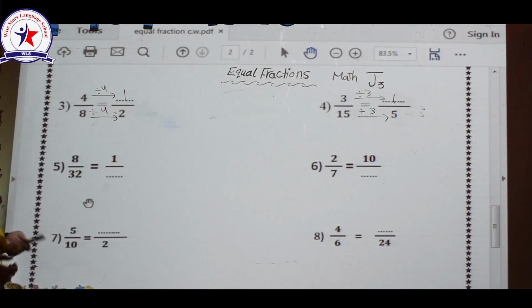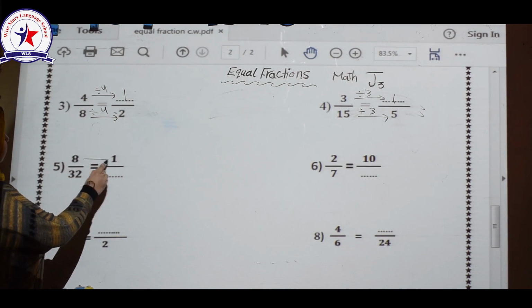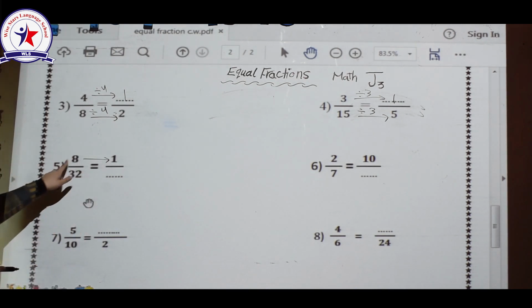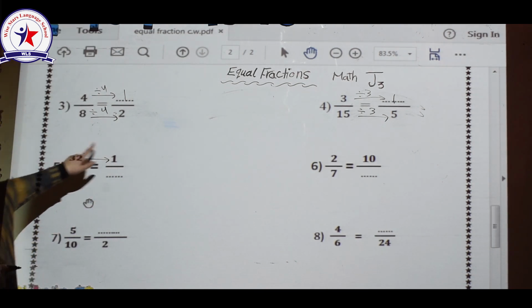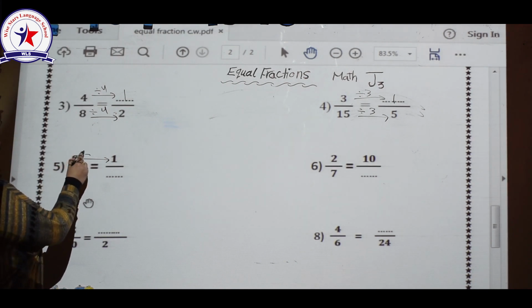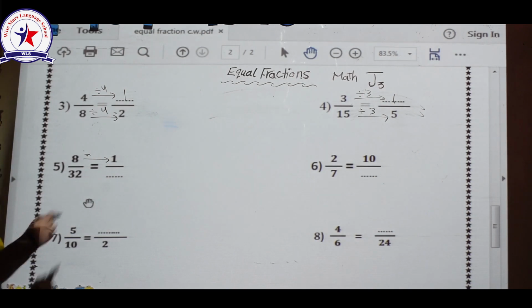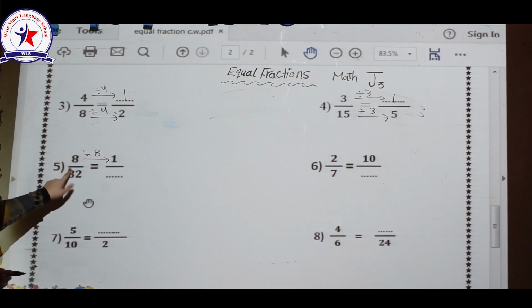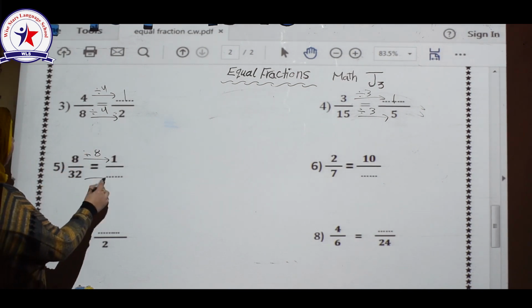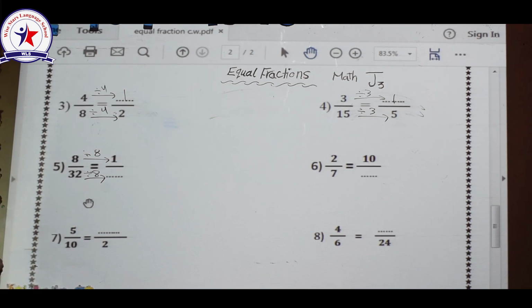Number 5, 8 over 32 equals 1 over what? The first step is draw an arrow between the two numbers opposite, like 8 and 1. Now 8 goes to 1. From the smallest or from the greatest? Yes, from the greatest to the smallest. What do I do? Put divide. 8 divided by what equals 1? 8 divided by 8 equals 1. Why? Because any number divided by itself equals 1. So 8 and 8 the same. Draw the same arrow down and put divide 8. 32 divided by 8 equals what? Equals 4.